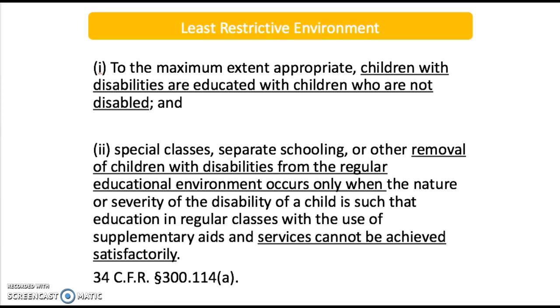The law says that to the maximum extent appropriate, children with disabilities are educated with children who are not disabled, meaning that to the maximum extent possible, we want to have students with disabilities in the regular education classroom. And when we do have to remove students, the law requires that removal of children with disabilities from the regular education environment occurs only when the nature or the severity of the disability of a child is such that education in a regular class with the use of supplementary aids and services cannot be achieved satisfactorily.